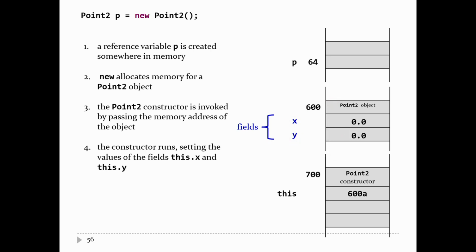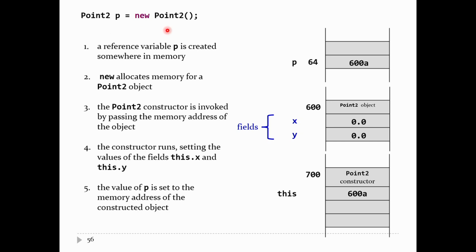Right? And now finally the constructor's done. Once the constructor's done, new can finish doing whatever it needs to do, and new returns the address of the newly constructed object. In other words, it returns the address 700 back to the caller. So all of that becomes the address 600, and the value of p is now a reference to the newly created and initialized Point2 object.